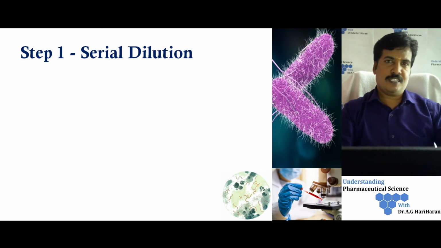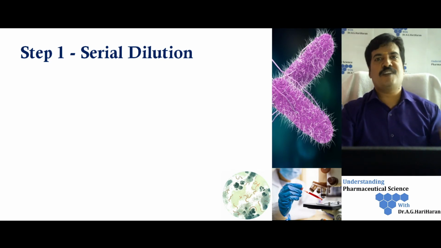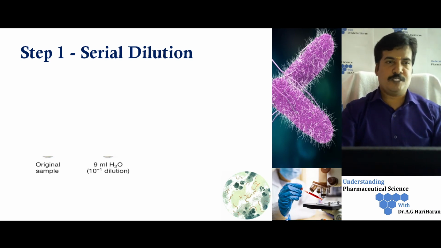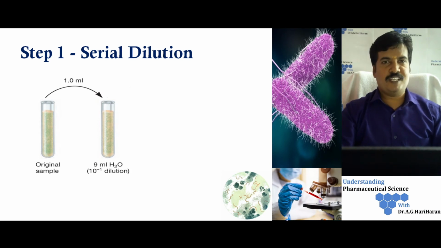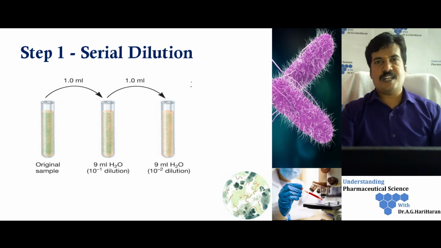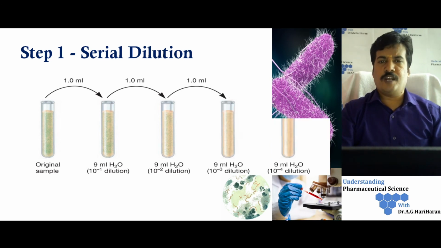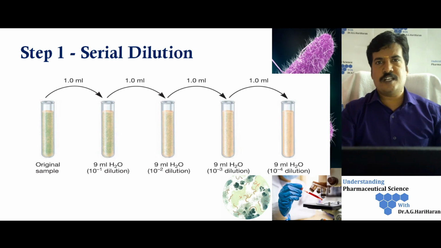So if you see the stepwise manner of how it can be performed, the first step, similar to the pour plate technique, is to perform a serial dilution. Take 1 ml of the sample and add it to 9 ml of sterile distilled water. So we get a 1/10 dilution. Then transfer 1 ml of this to another 9 ml of sterile distilled water, and we get a 1/100 dilution of the original sample. This is followed until we get a sufficiently diluted sample so that it can be easily spread and forms individual colonies, right?